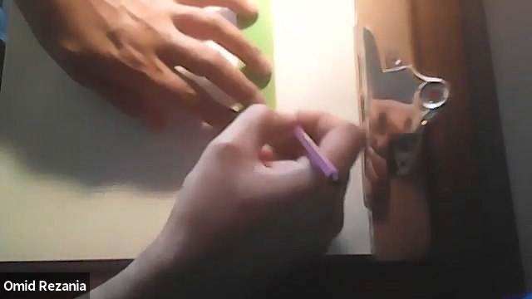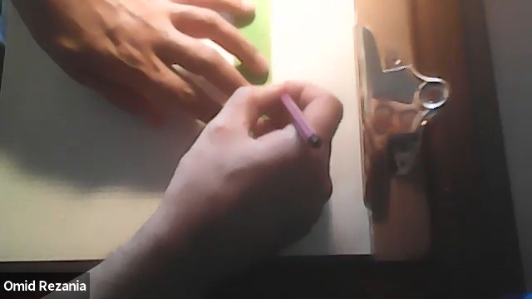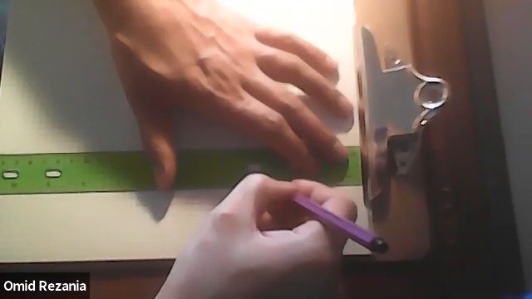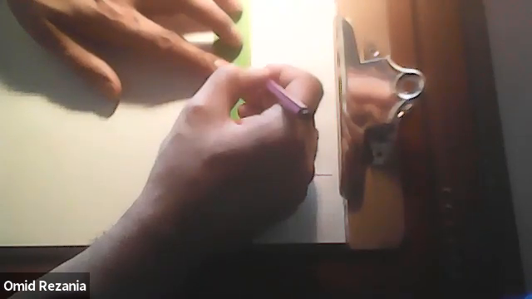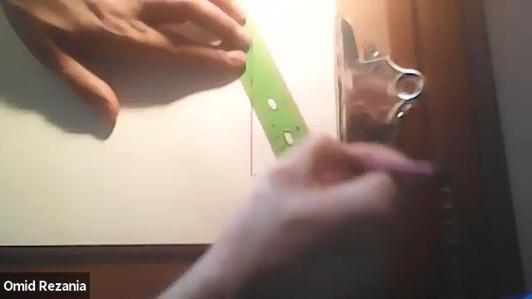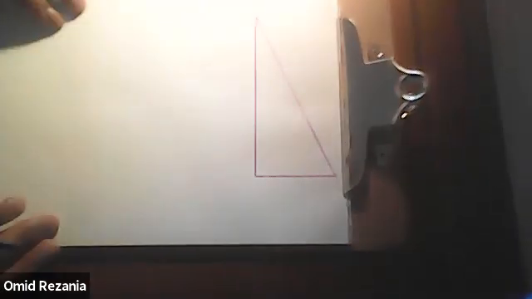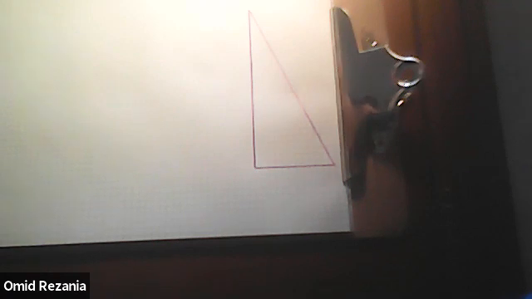Okay. I'm going to draw a comparably big triangle. Okay, now I have this right triangle.